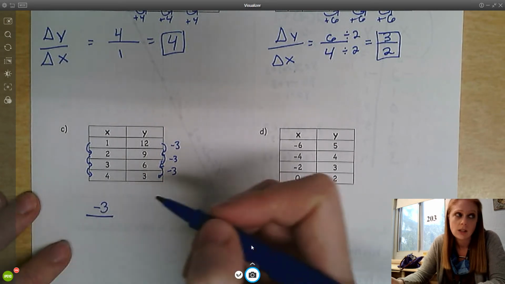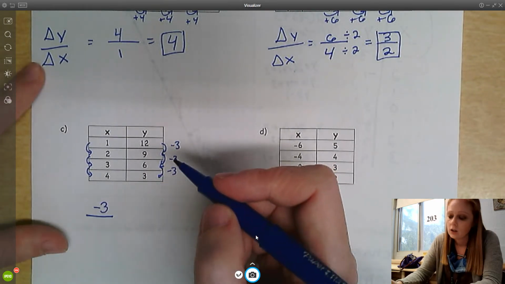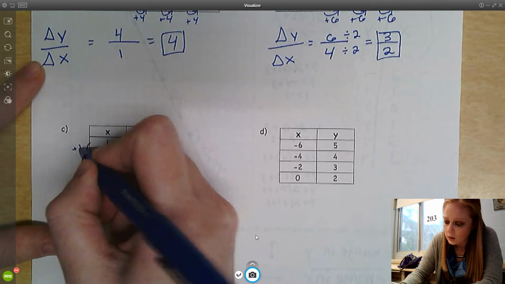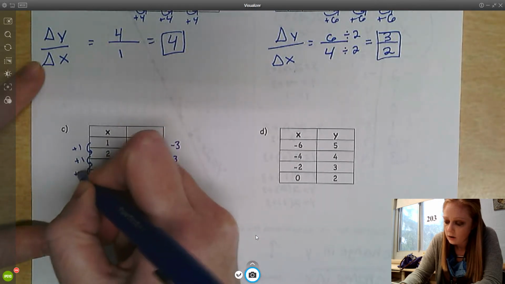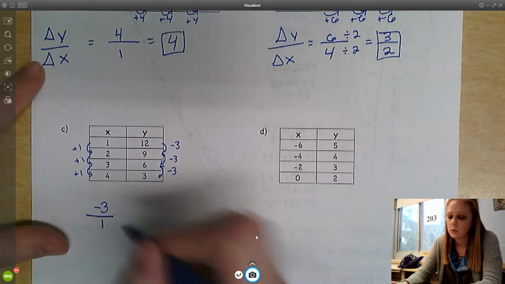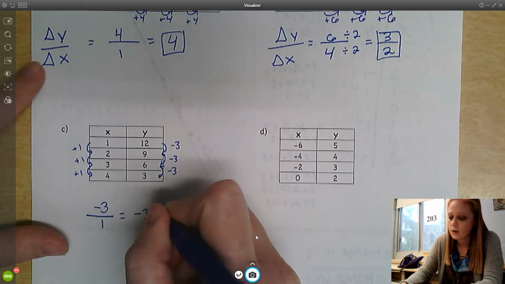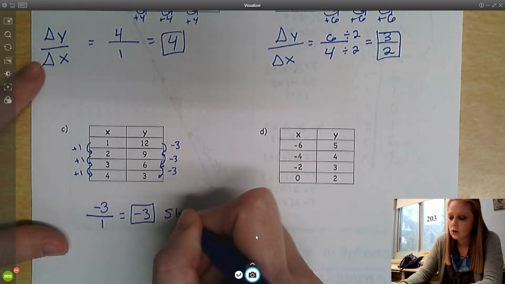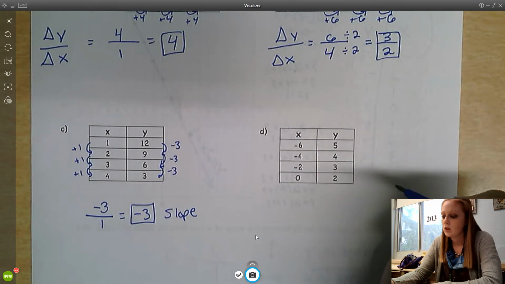Change in x goes in the denominator, remember? To get from 1 to 2, we're adding 1. 2 to 3, adding 1. 3 to 4, adding 1, so positive 1. Negative 3 over 1 is negative 3. So this is how we're finding slope.